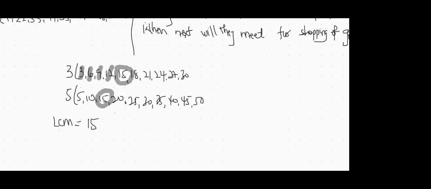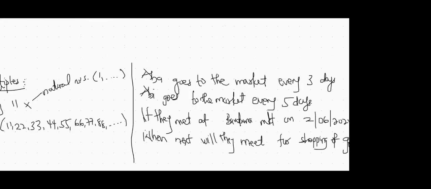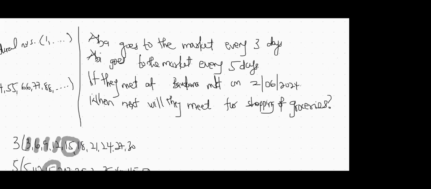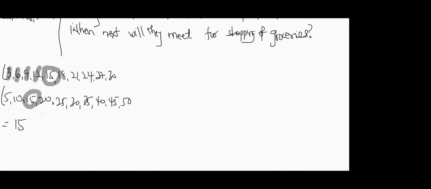Is that okay? Now, the question again. Abba goes to the market every 3 days. Abby goes to the market every 5 days. And they met on 2nd June. We are going to solve it together, don't worry.